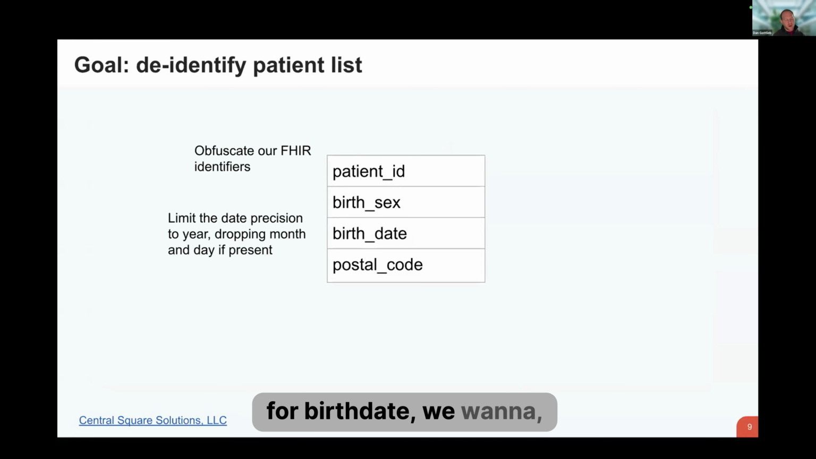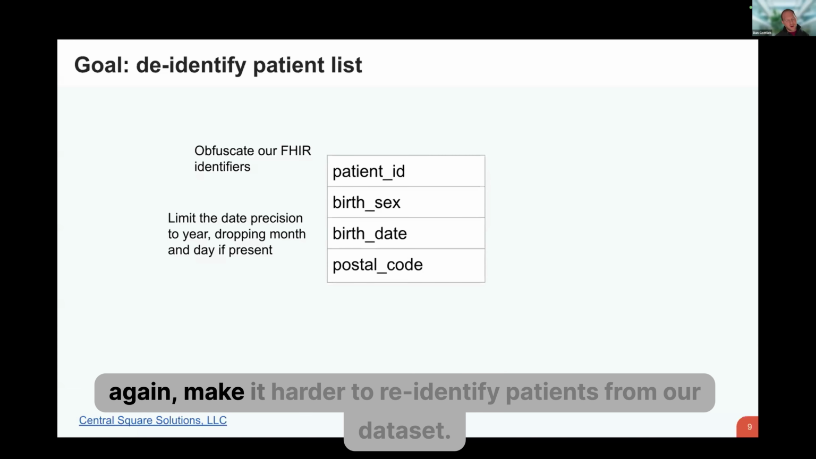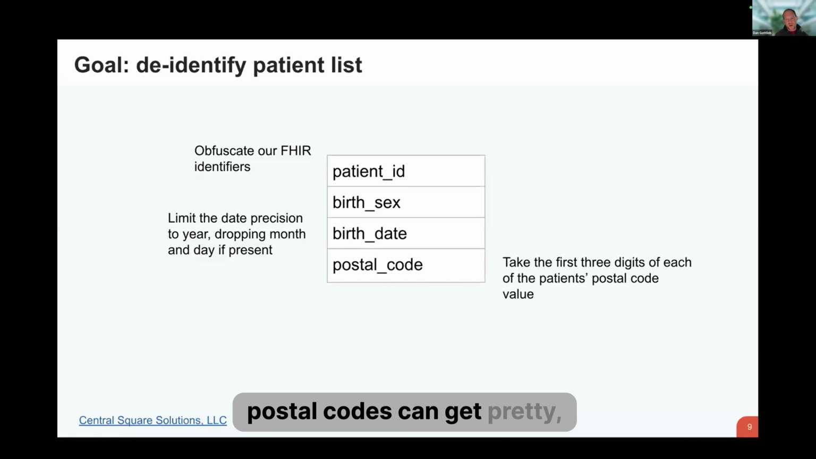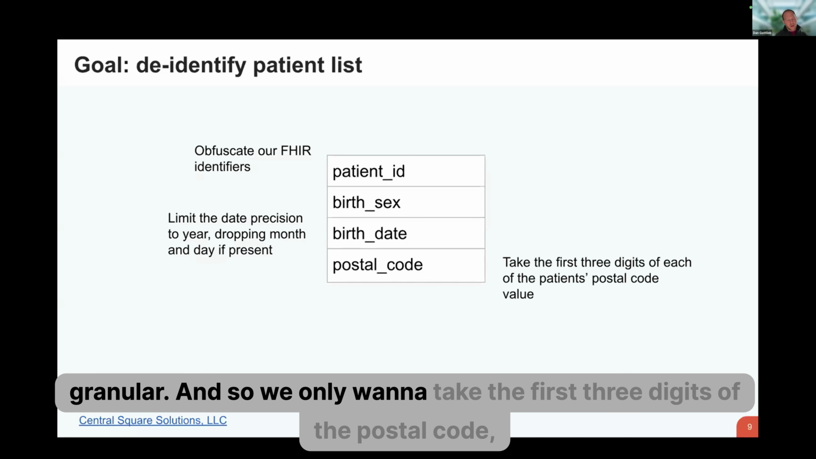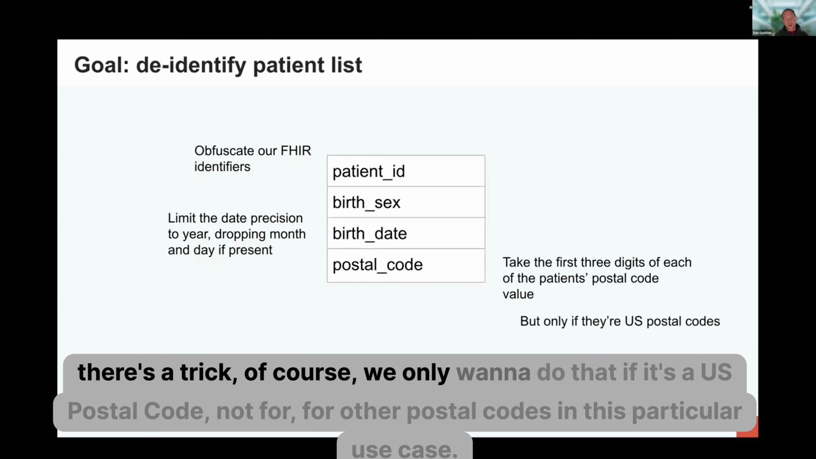For birth date, we want to drop the month and the day if it's present, and just keep the year to, again, make it harder to re-identify patients from our data set. And then for postal code in the United States, postal codes can get pretty granular. And so we only want to take the first 3 digits of the postal code to make them less identifiable. There's a trick. Of course, we only want to do that if it's a US postal code, not for other postal codes.